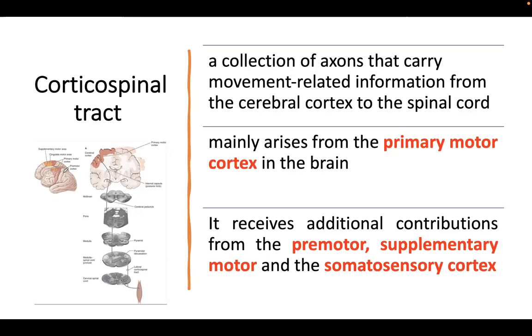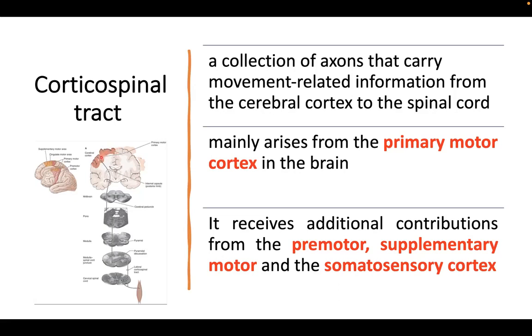Okay, now let's begin with the actual corticospinal tract. So as you can see here, we have the motor cortex, we have the primary motor cortex, we have the premotor cortex, and we have the supplementary motor cortex. It's all in this area of the brain.